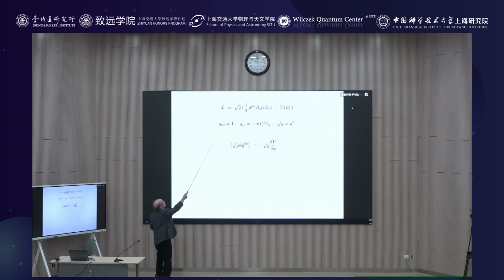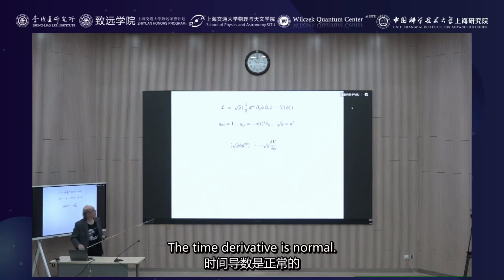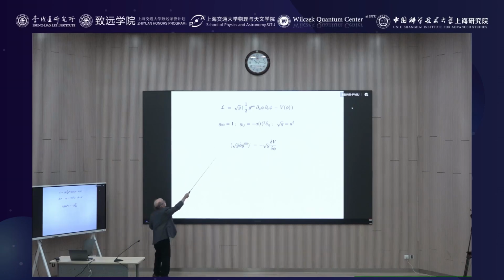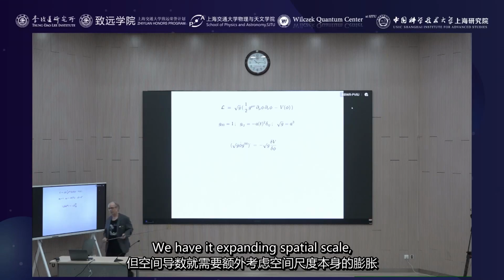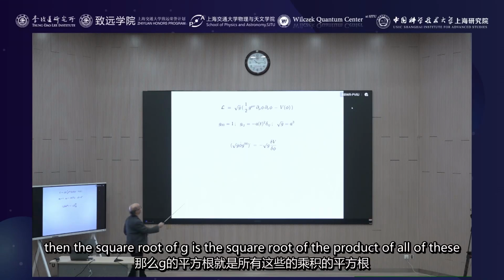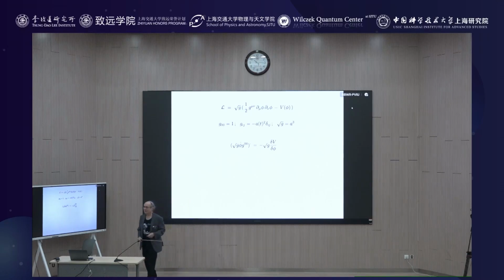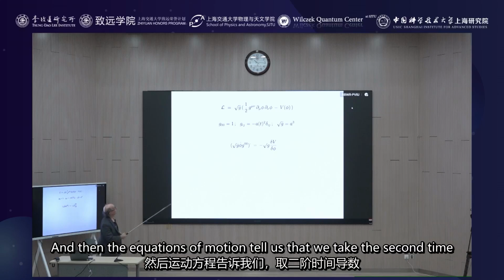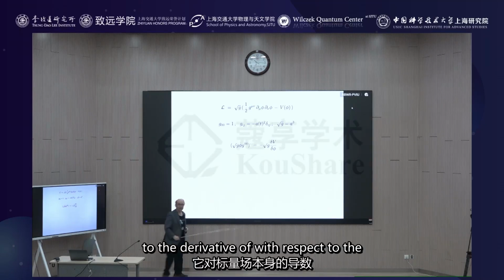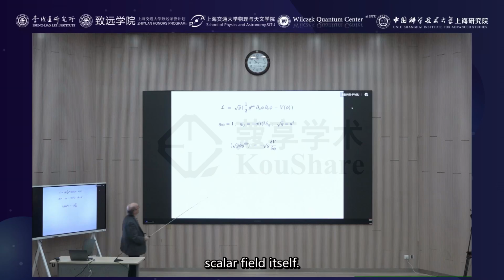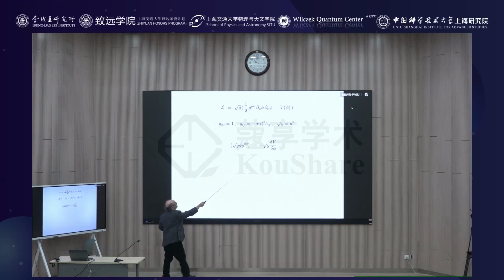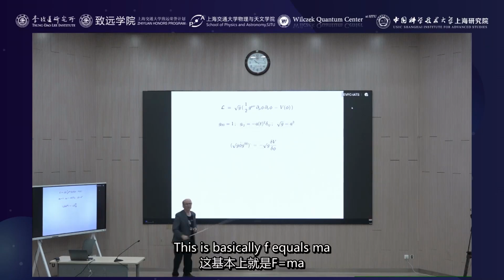In an expanding universe, we have this metric. The time derivative is normal, but we have an expanding spatial scale. So then the square root of g is the square root of the product of all these things, and that's a cubed. We put that in, and then the equations of motion tell us that we take the second time derivative, that's equal to the derivative with respect to the scalar field itself. So this was dL by d phi dot, and this is dL by d phi. So this is basically F equals ma.